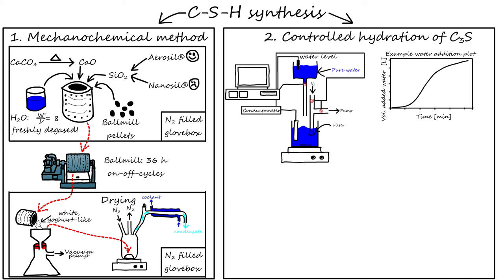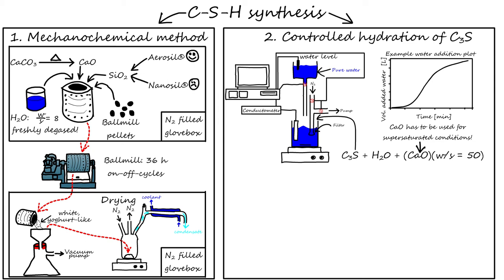For the experiments carried out, tricalcium silicate was added with water and lime in the desired concentration at a water-to-solid ratio of 50. Note that to make solutions supersaturated with respect to portlandite, calcium oxide suspensions are used which are then filtered. Details are given in the thesis.